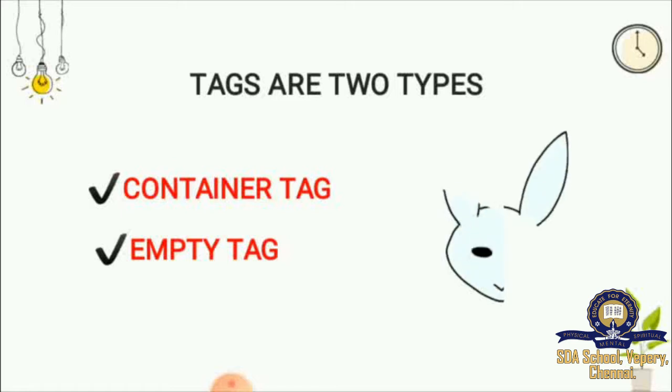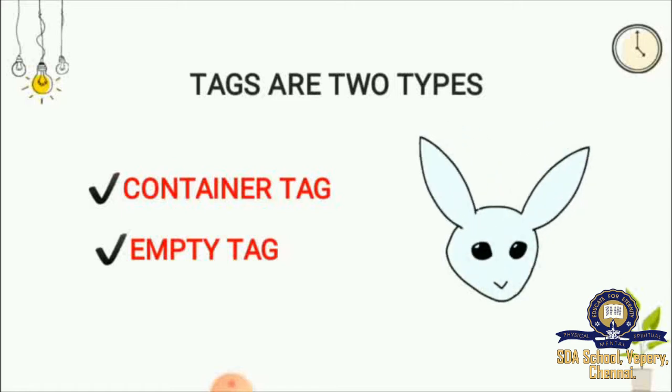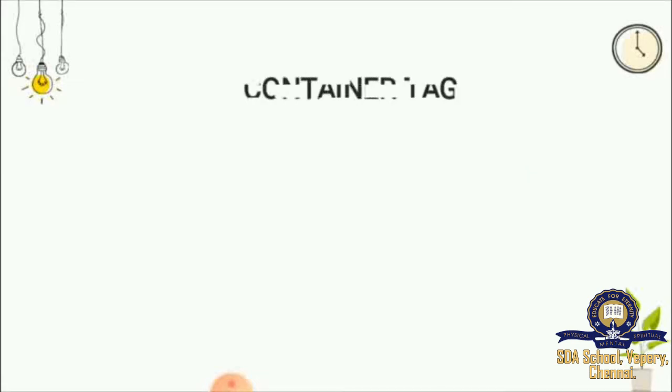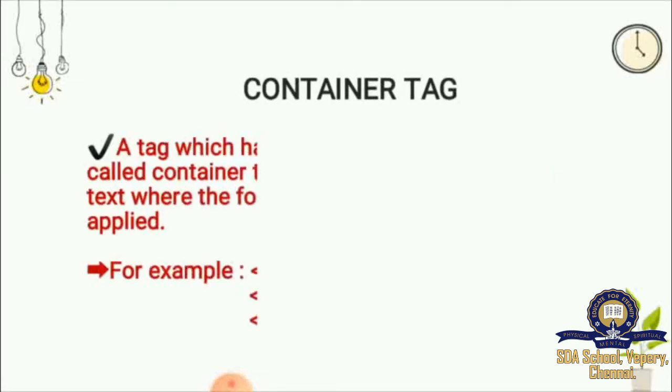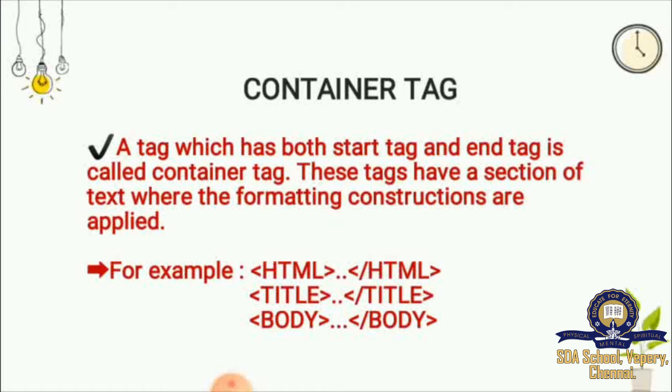First we can learn about the container tag. What is a container tag, students? A tag which has both a start tag and an end tag is called a container tag. These tags have a section of text where the formatting constructions are applied. For example, you can see the tag HTML, and at the end you can see the tag /HTML, so it has a starting tag and an ending tag.